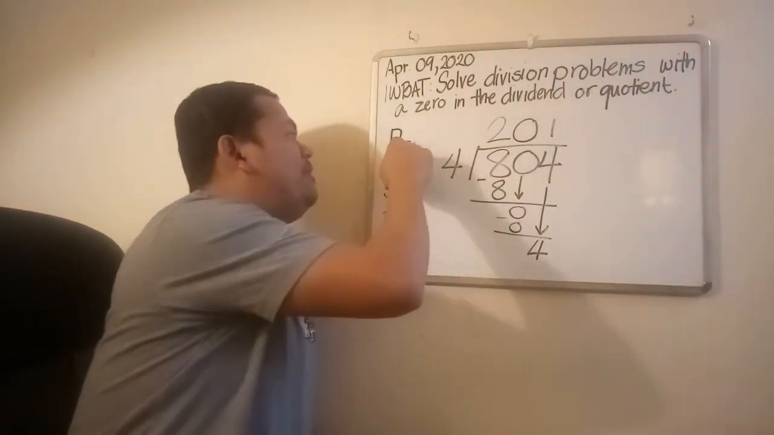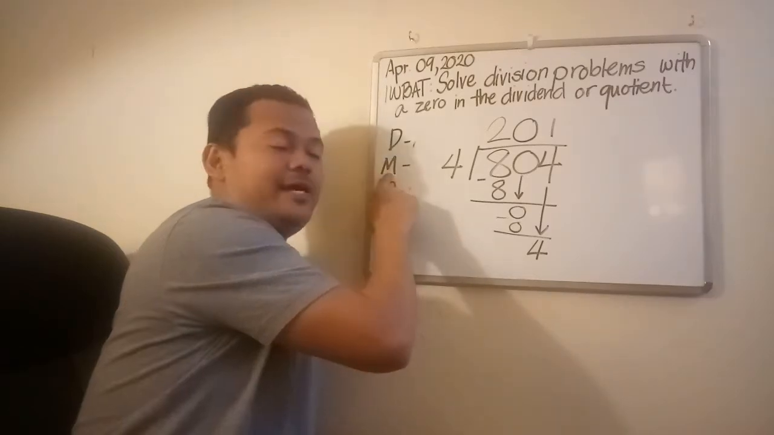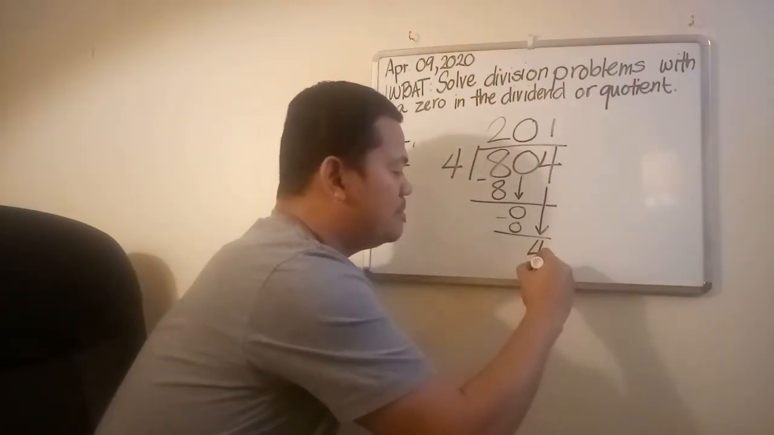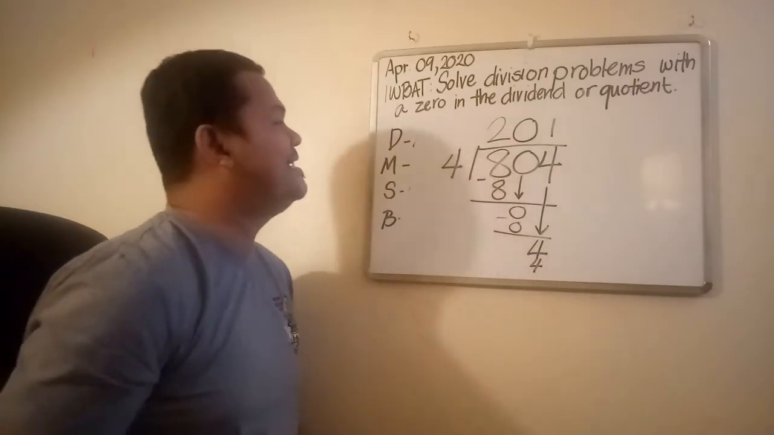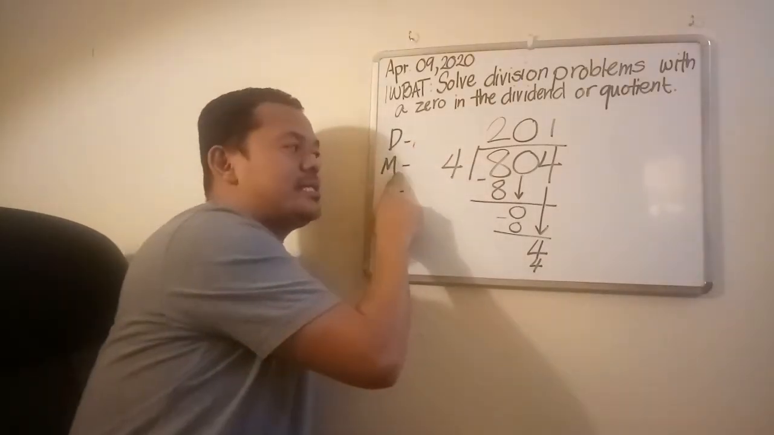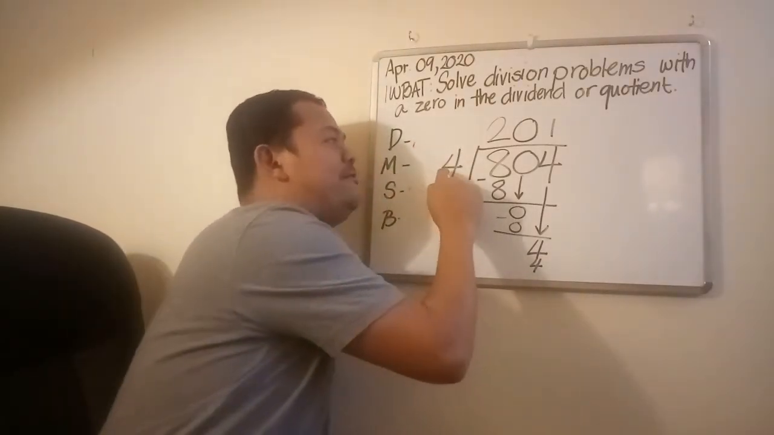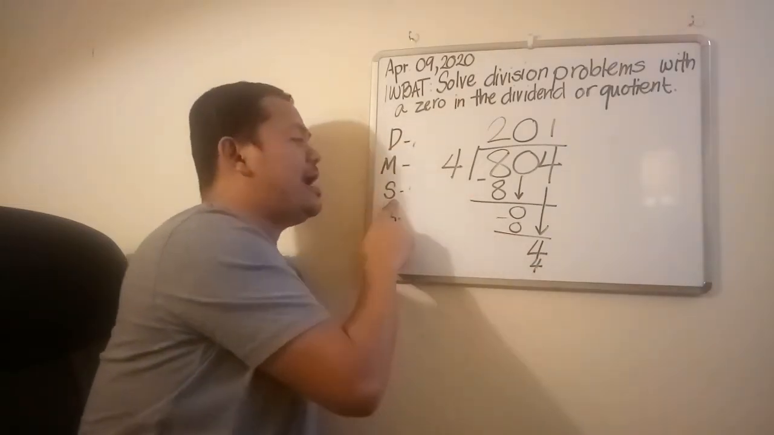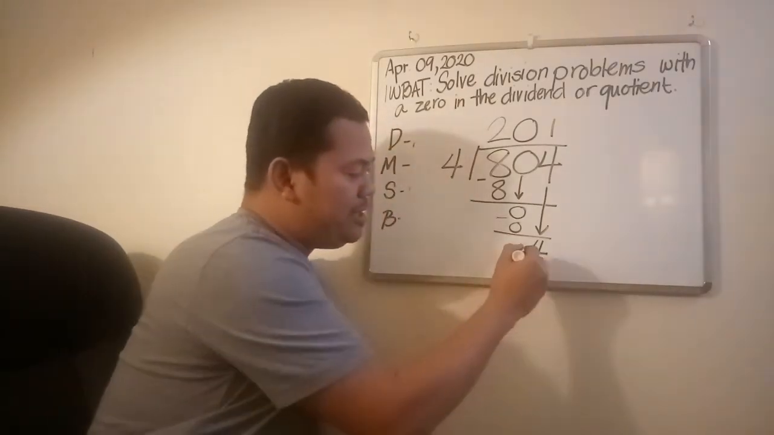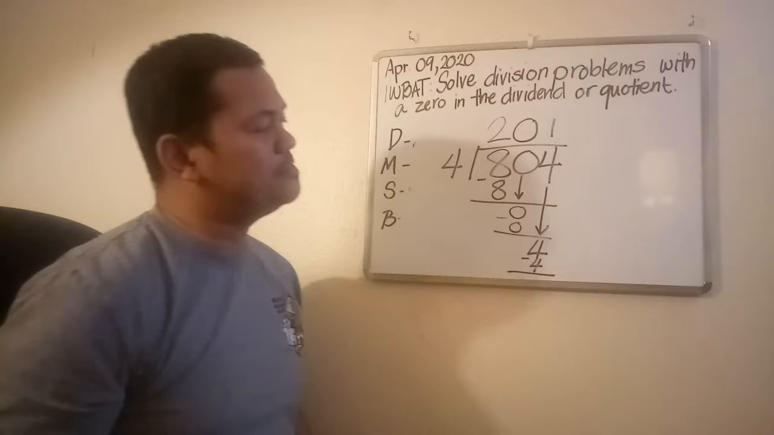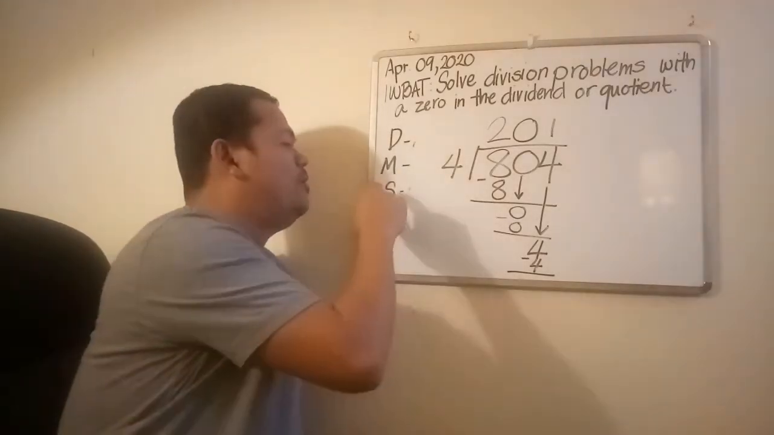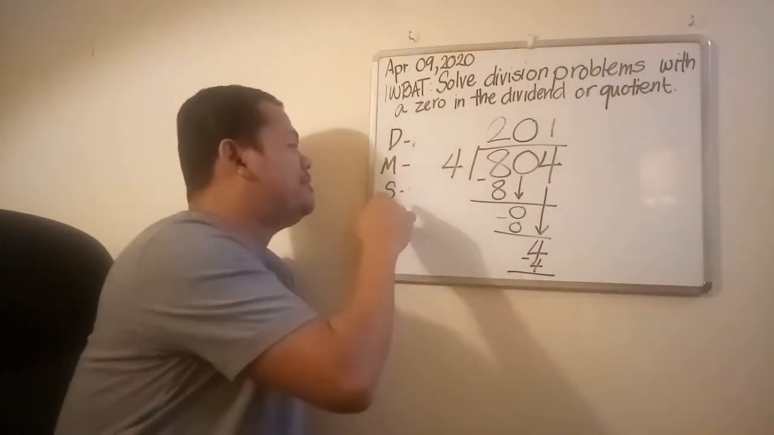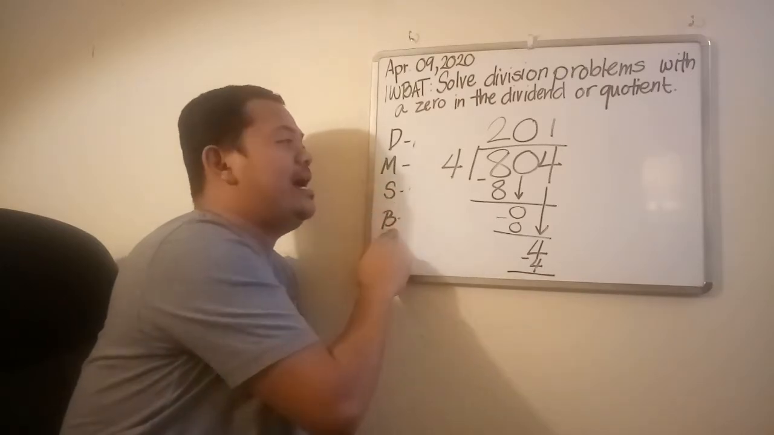Okay? After we divide, what's next? Multiply. 4 times 1 equals 4. Here we go. Then after we multiply, what's next? Because we multiplied 4 times 1 equals 4, what's next? We subtract. 4 minus 4. Here we go. So 4 minus 4, how much? It's 0. Then after we subtract, we bring down, right?